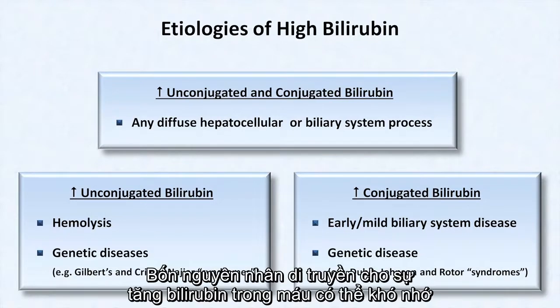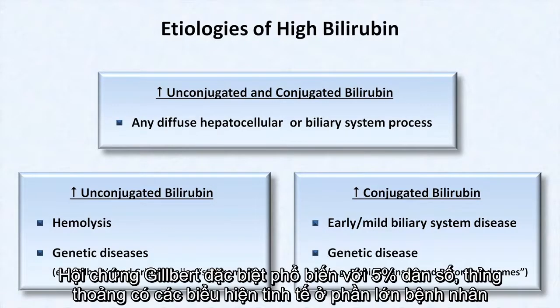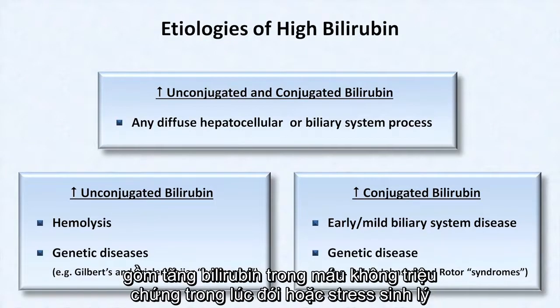The four genetic causes of hyperbilirubinemia can be difficult to remember, and I don't necessarily recommend working to commit them to memory, with the one exception of Gilbert's. Gilbert's syndrome is especially common, with as much as 5% of the population occasionally exhibiting subtle manifestations, which in the vast majority of patients includes only mild asymptomatic hyperbilirubinemia during periods of fasting or physiologic stress.